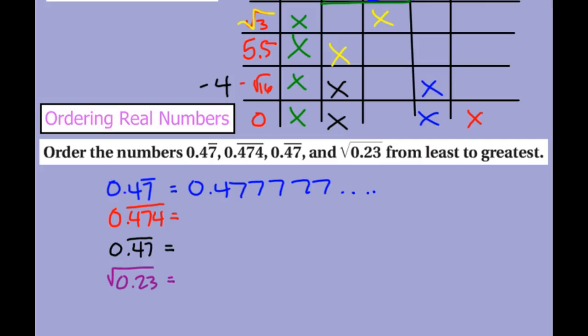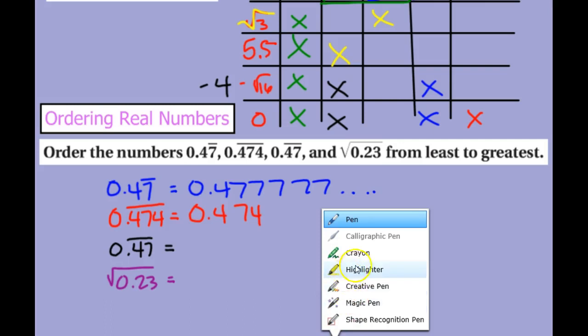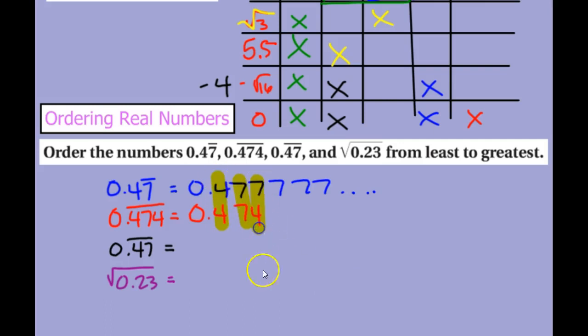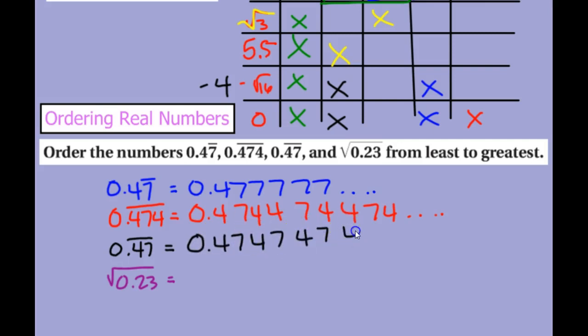The next one is 0.474. Notice I'm going to align, like this way, my digits, so that I can see later which ones are able to compare next to each other. So I have 4, 7, 4, and then I'm going to do that again. 4, 7, 4. It could go again, 4, 7, 4. But all three are repeating. Then I have 0.47, and both are repeating. 4, 7, 4, 7, 4, 7.